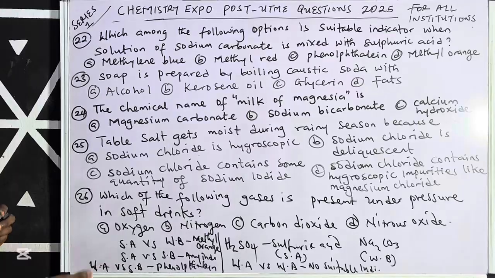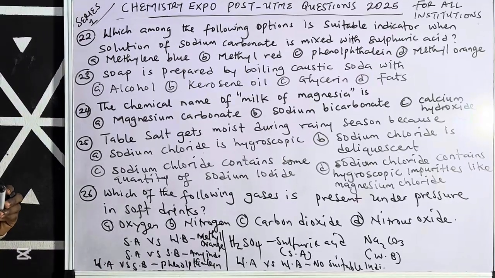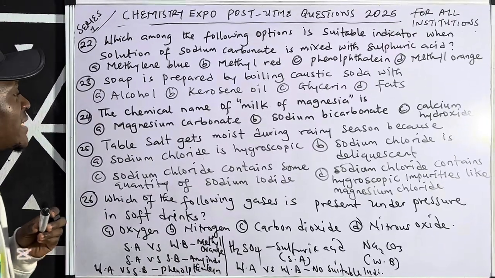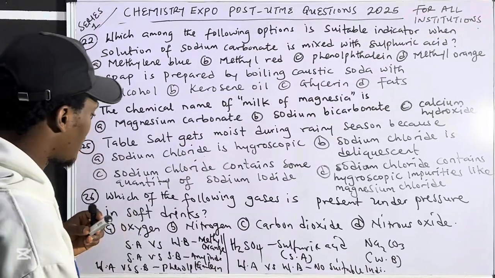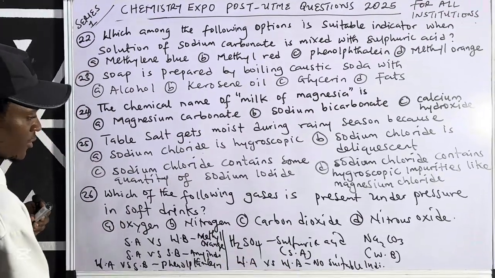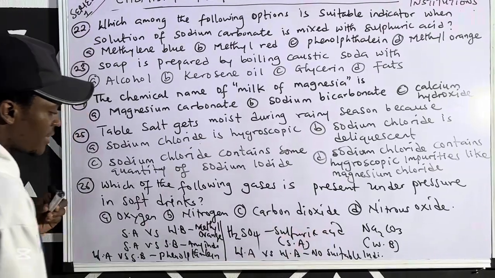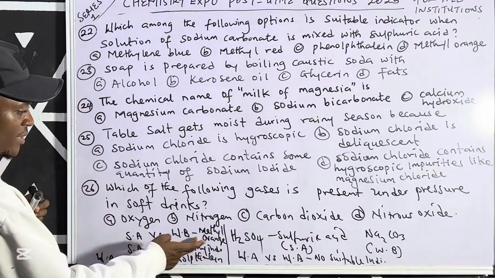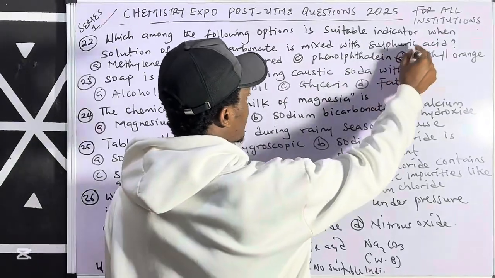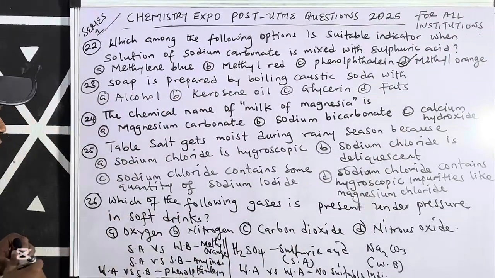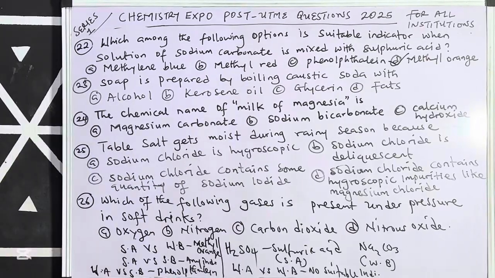Just take note. So let's check the options. A, methylene blue, B, methyl red, C, phenolphthalein, and D, methyl orange. So what category does this one belong to? It falls under strong acid versus weak base, and strong acid versus weak base is methyl orange. So the best option to go with is option D, methyl orange. That's the correct answer to the question.